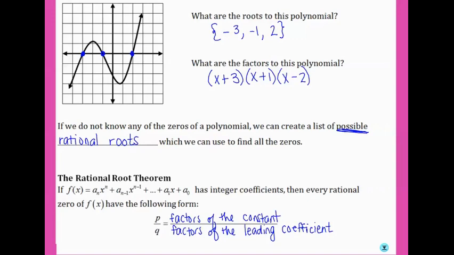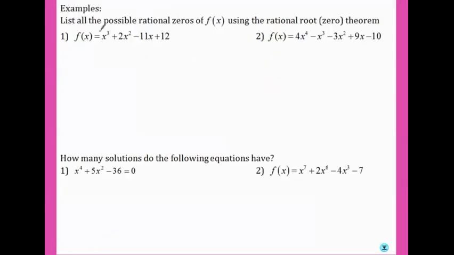So let's see how this works. So in number 1, our constant is 12 and our leading coefficient is 1. So we're going to divide P over Q. We're going to take all the factors of 12. So 1, 2, 3, 4, 6, and 12. Now technically 12 can also be divided by -1. So it's divisible by 1, it's also divisible by -1. It's divisible by 2, it's also divisible by -2. So all of our factors are going to get a plus or minus.